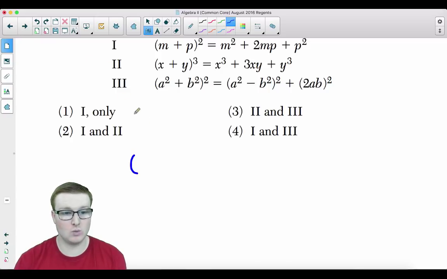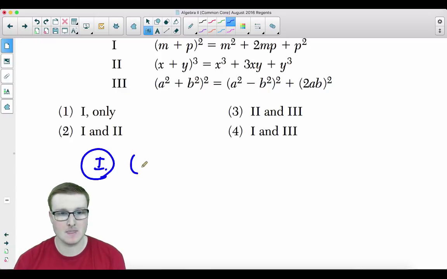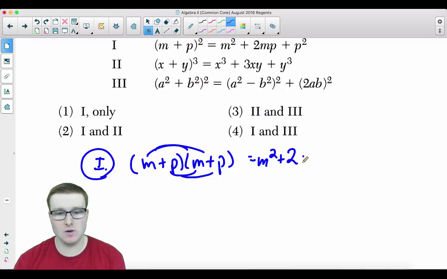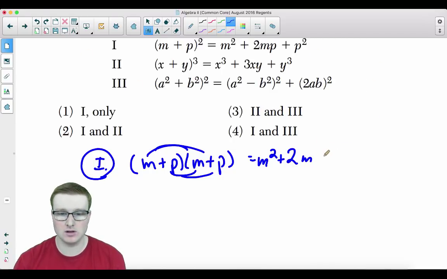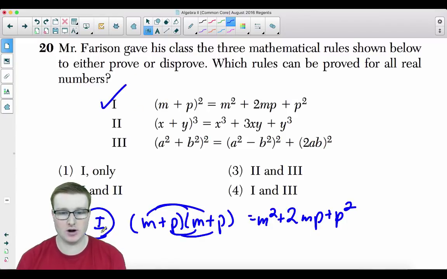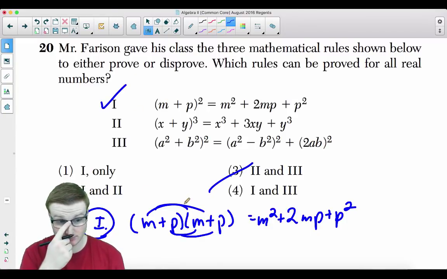So, for option 1, we get (m plus p) times (m plus p). When you FOIL this, we get m squared plus 2mp plus p squared. Does that match what's given up here? Yes, it does. So we know that option 1 is correct so far. So get rid of choice 3.